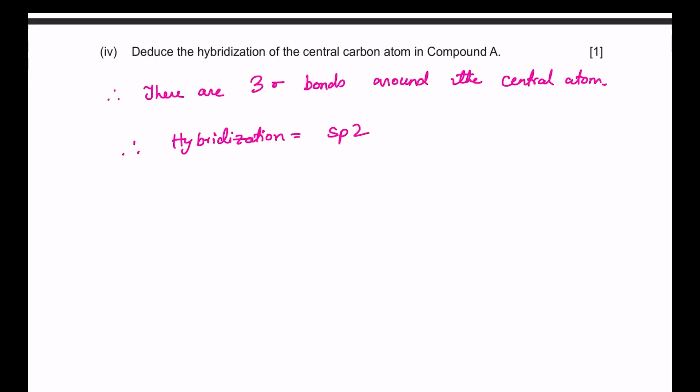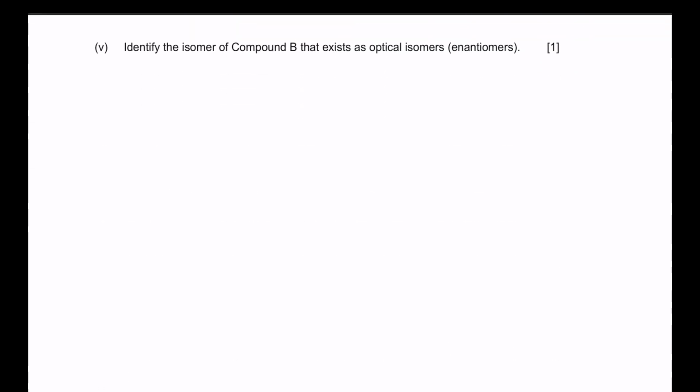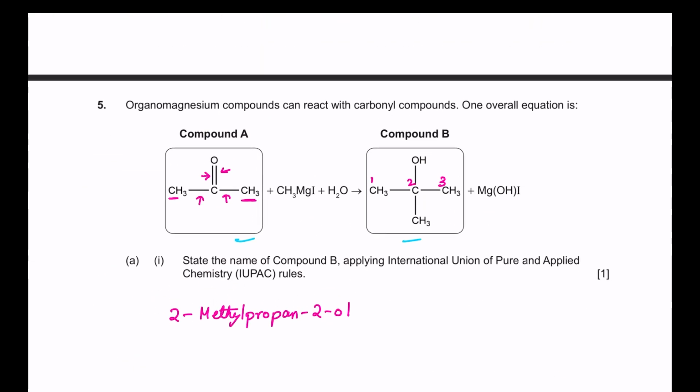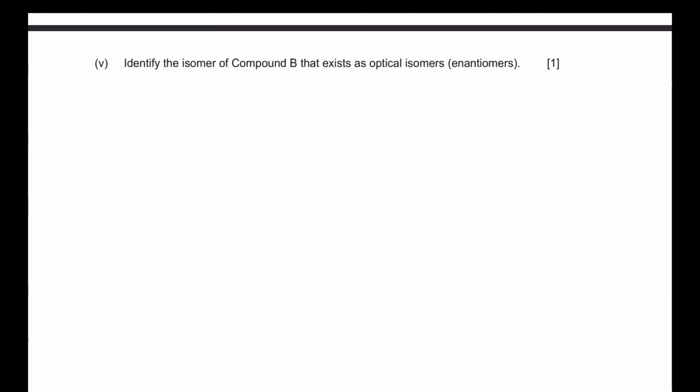That's it here. Next part. Identify the isomer of compound B that exists as optical isomers or enantiomers. So compound B is this. That's pretty simple. So this compound will be the optically active isomer of B.